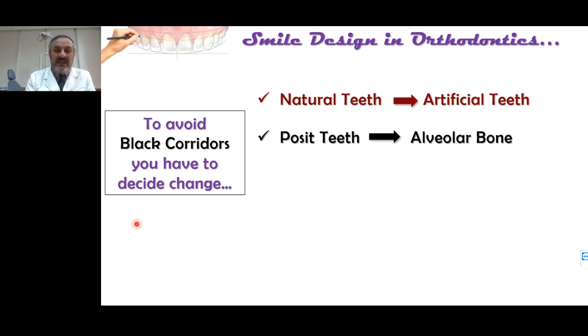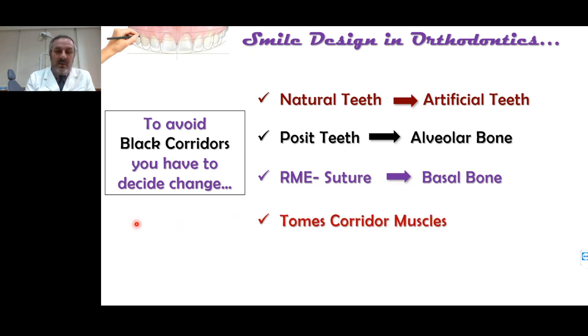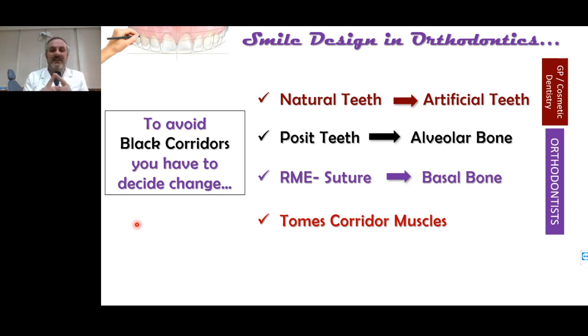You need to change the alveolar bone, or expand the maxillary with rapid maxillary expansion to expand the basal bone, or change the tongue corridor muscle. In this case, the GP or the cosmetic dentistry or the prosthetic dentistry only is possible with this. The GP is able to change natural teeth into artificial teeth, but not to change the alveolar bone, the basal bone, or the tongue corridor. It is very important to understand this.